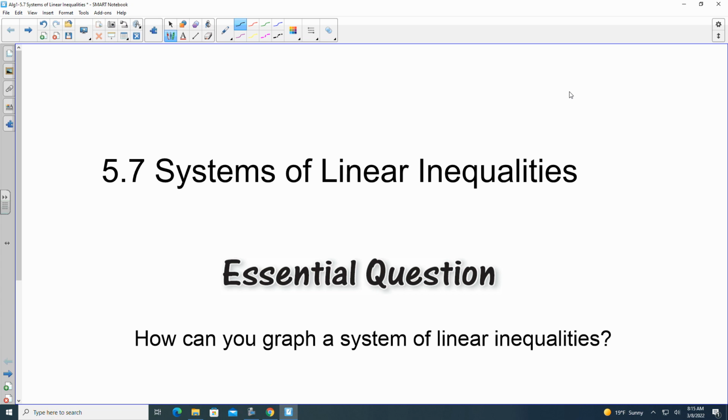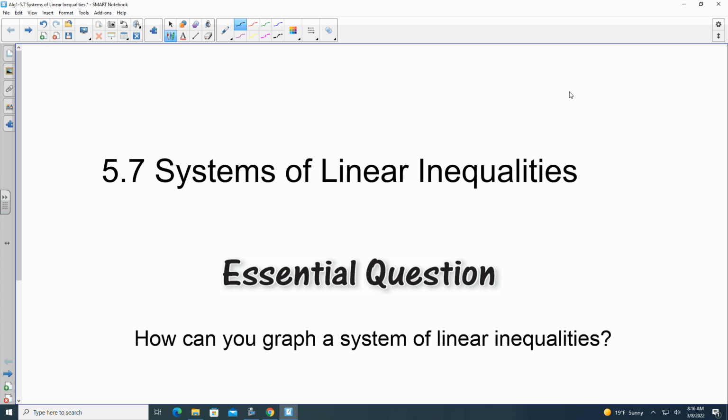In this lesson, we're looking at section 5.7, where we're going to take a look at systems of linear inequalities. Early on in the chapter, we looked at systems of linear equations. What that meant was anytime you had two unknowns, you needed two equations in order to discover what those values for x and y were, where the lines intersected, or if they just so happened to be parallel, there was no solution. If it was the same line, there were infinitely many.